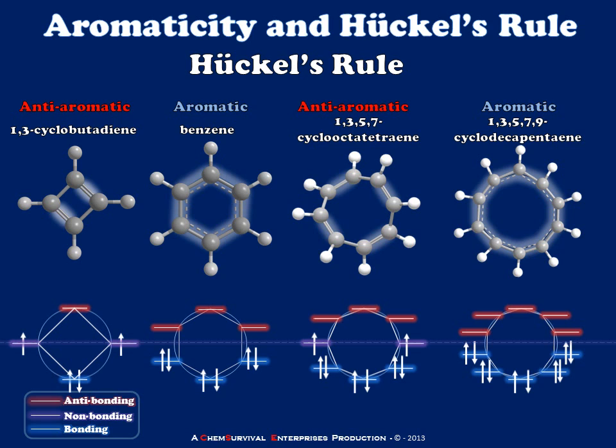So now we should start to notice the trend. The trend is that 4 pi electrons and 8 pi electrons lead to antiaromatic compounds, while 6 pi electrons and 10 pi electrons have led us to aromatic compounds. And Huckel's rule is a general statement of this trend, that 4n pi electrons leads to antiaromaticity, while 4n plus 2 pi electrons leads to aromaticity.